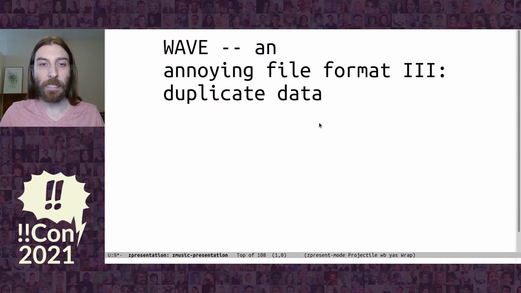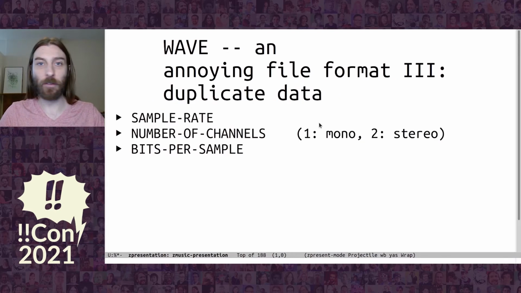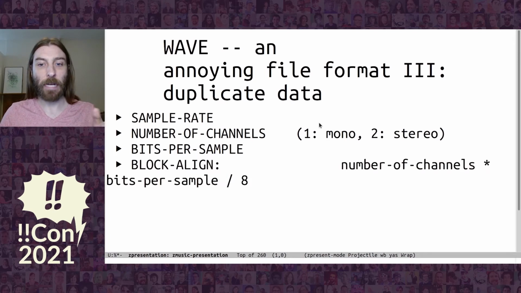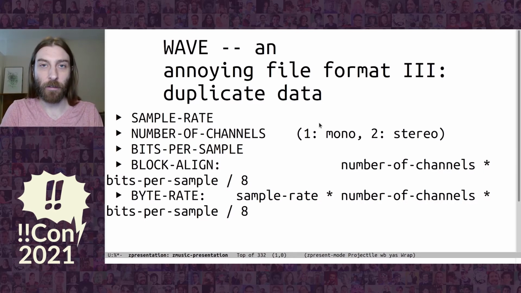And there's duplicate data fields. So here are three fields, those make sense. But then we have another field, block align, that you just multiply a couple of the other fields together. So it's entirely a combination of those other fields. But you need to have it or it's not a wave file. And even more so, there's this other field that is just you multiply three of them together. So you can entirely calculate that, but you have to do it and put it in the file.